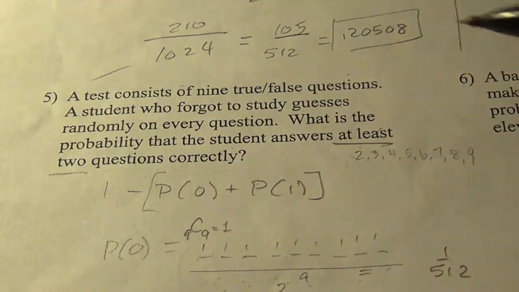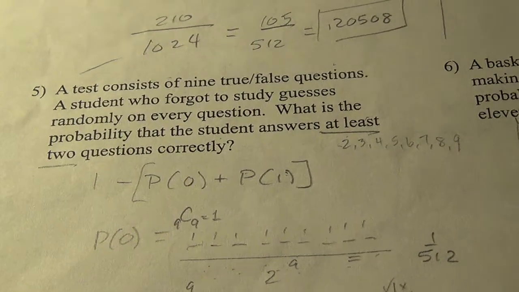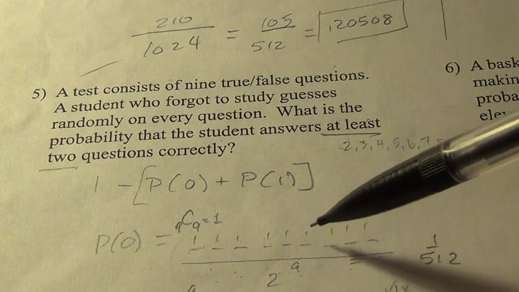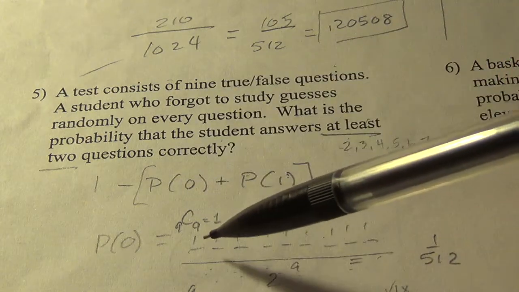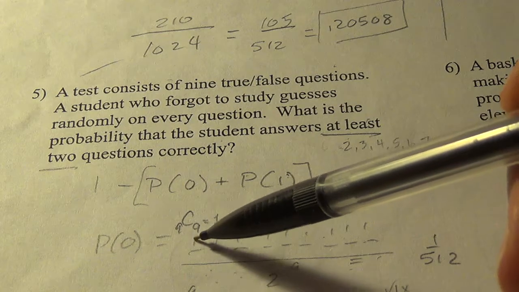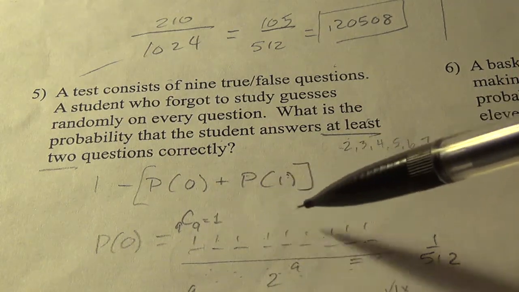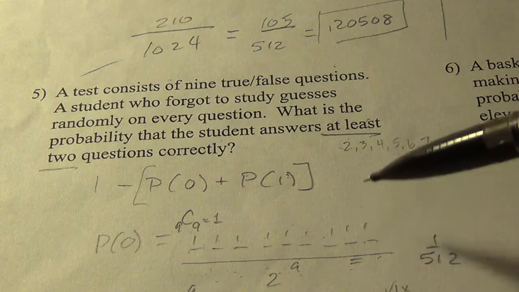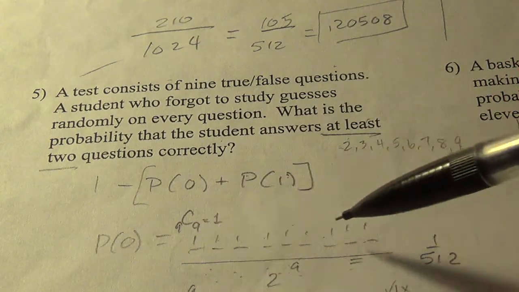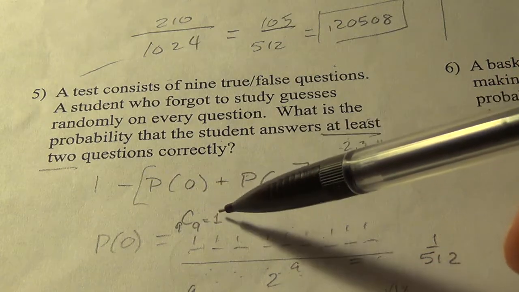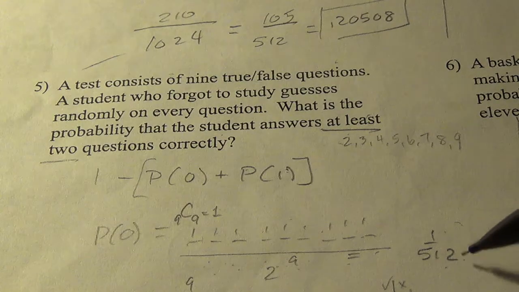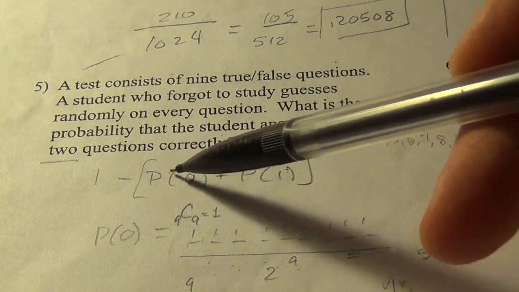So here I'm finding out the probability of 0. What's the probability that they get all 9 wrong? How many ways can you fill in the first true-false question with a wrong answer? 1. 1, 1, 1, 1, 1, 1, 1, 1. But how many combinations of these 9 answers taking 9 at a time? Another 1. So that comes up to 1 over 512. So that's this number here.